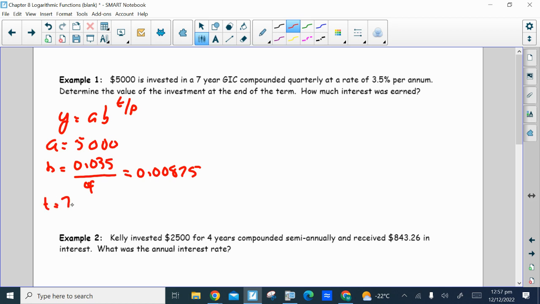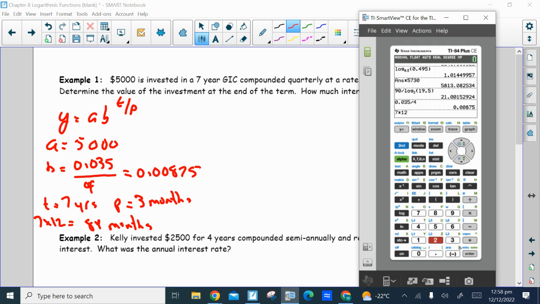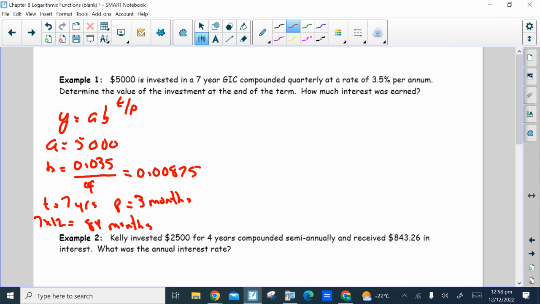Now T is 7 years, and P, which again is the growth period, is happening every 3 months. Now remember, we said that in order to do this, T and P have to be in the same unit. Right now, they're not. But if we go 7 times 12, 7 years, and convert that into months, there's 12 months in a year, I think that's 84 months.